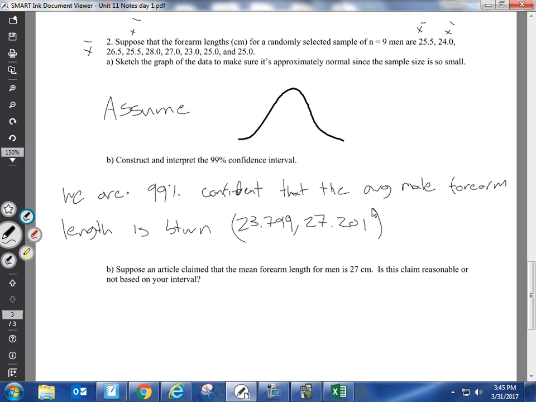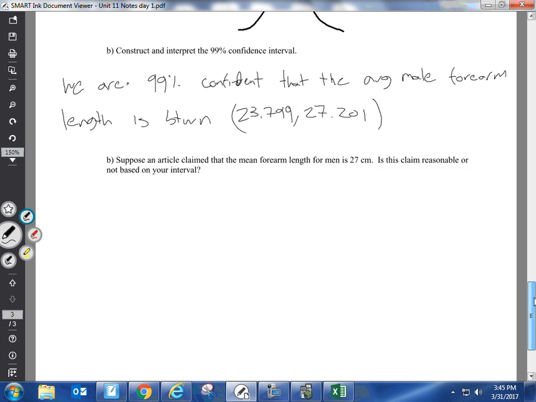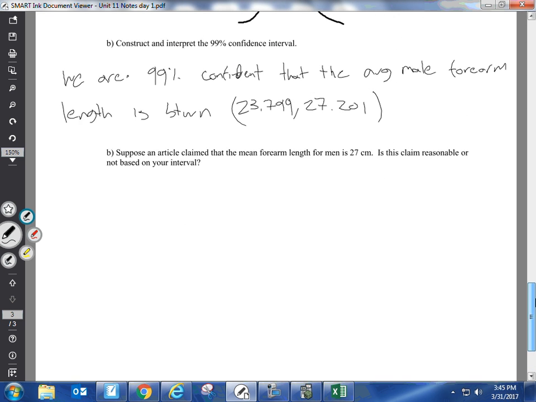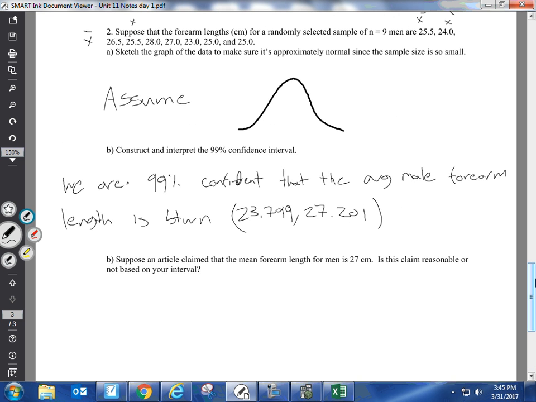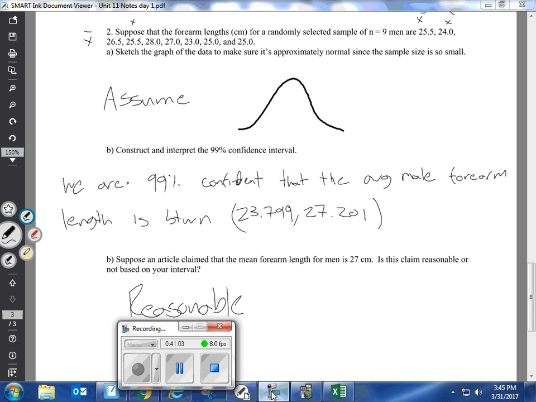Suppose an article claimed that the mean forearm length for men is 27 centimeters. Is this claim reasonable or not? It's in our confidence interval. It's reasonable. Extremely reasonable. And that's it. Good job. Here's your homework.